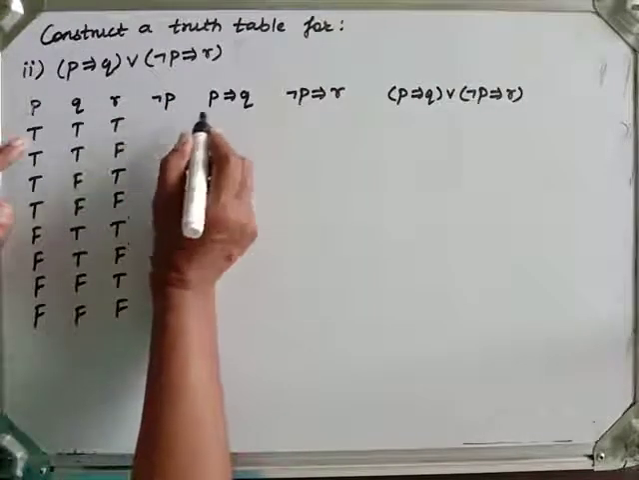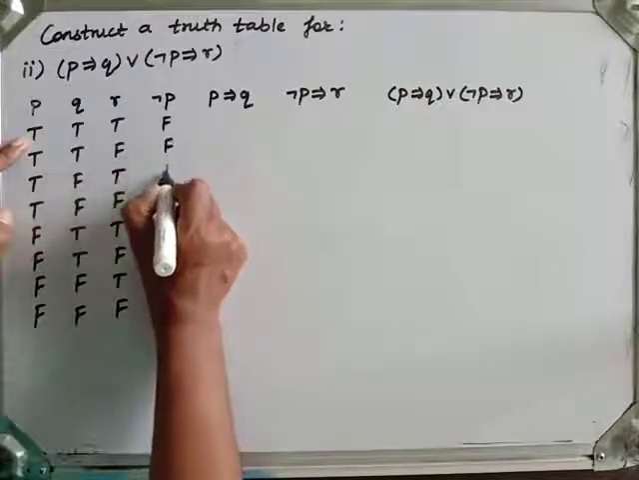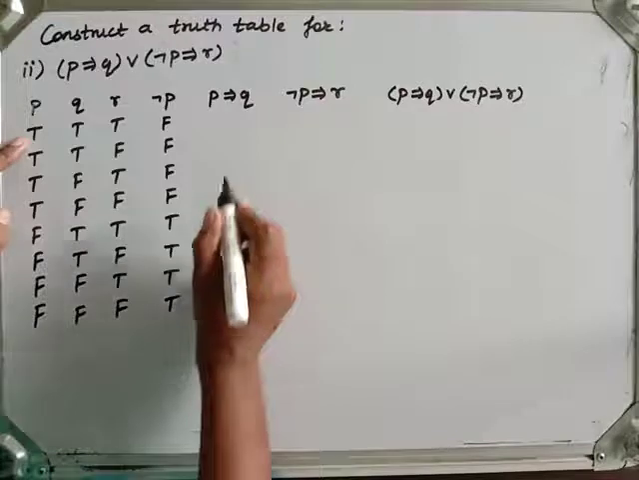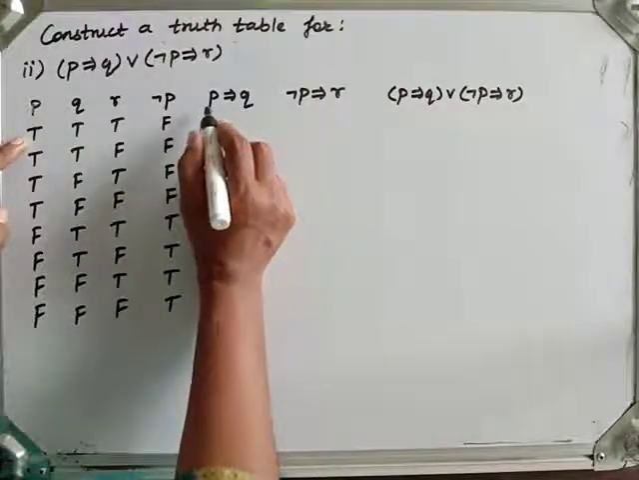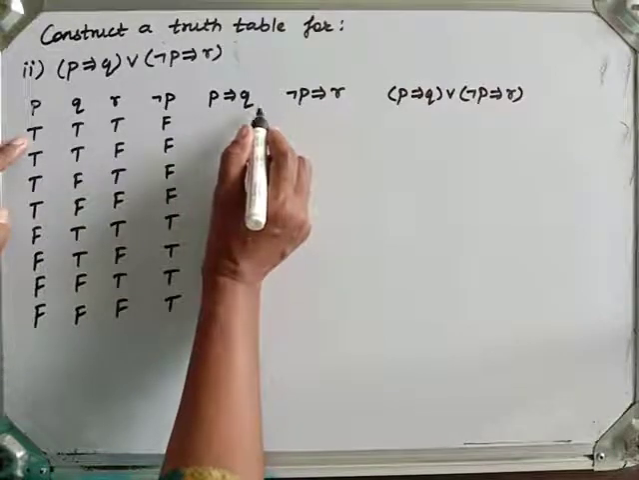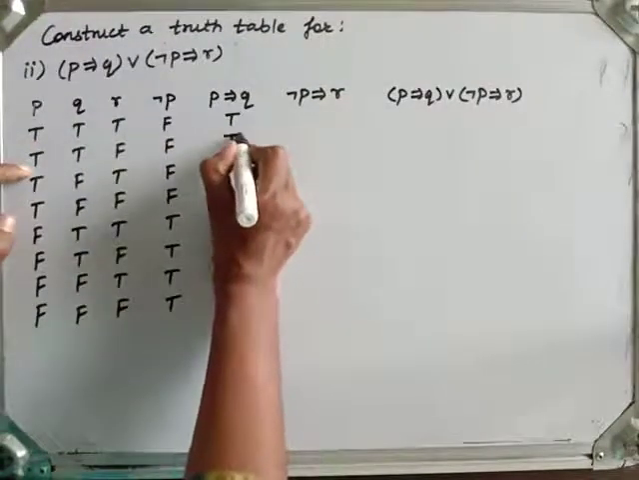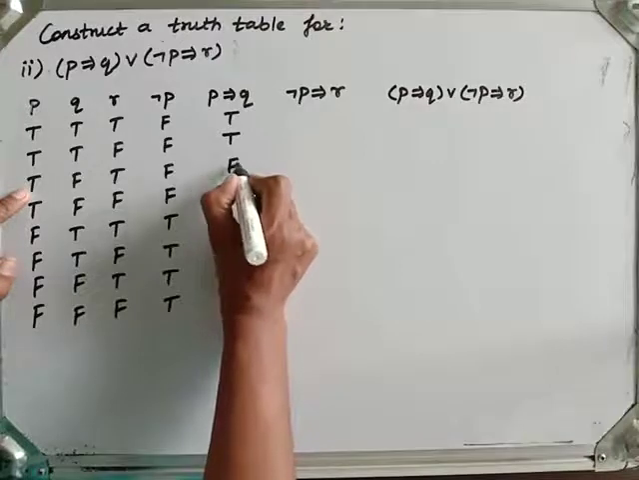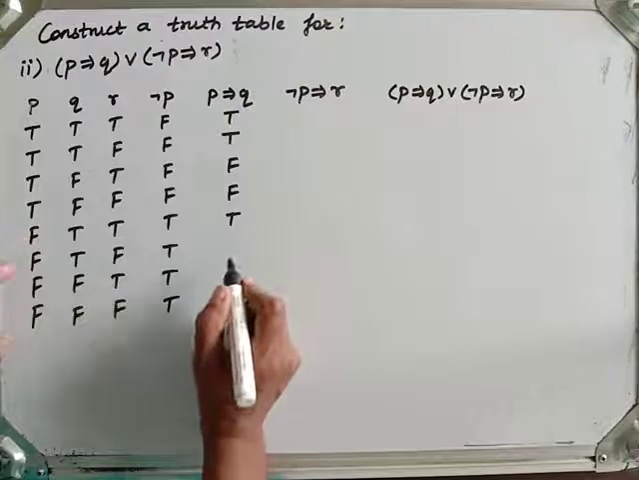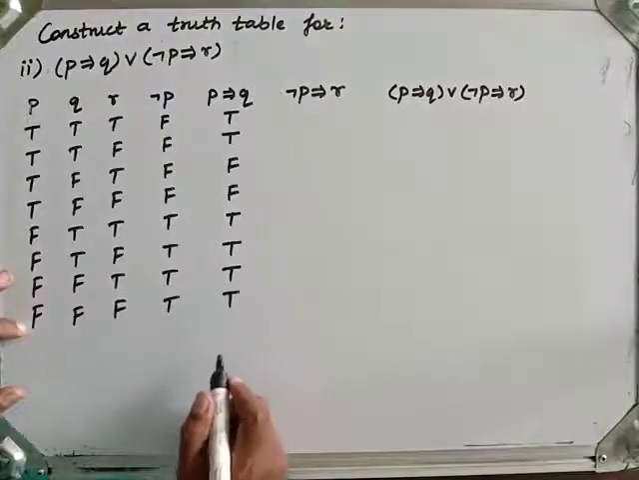Now negation P. Wherever true, it will become false and false will become true. So it is false, false, false, false, true, true, true, true. Now P implies Q. You already know, if the premise is true and the consequence is false, that is true implies false, it is false. So true implies true is true. Again true implies true, it is true. True implies false, it is false. Again true implies false, it is false. False implies true is true. False implies true, again true. False implies false, true. Again false implies false, true.